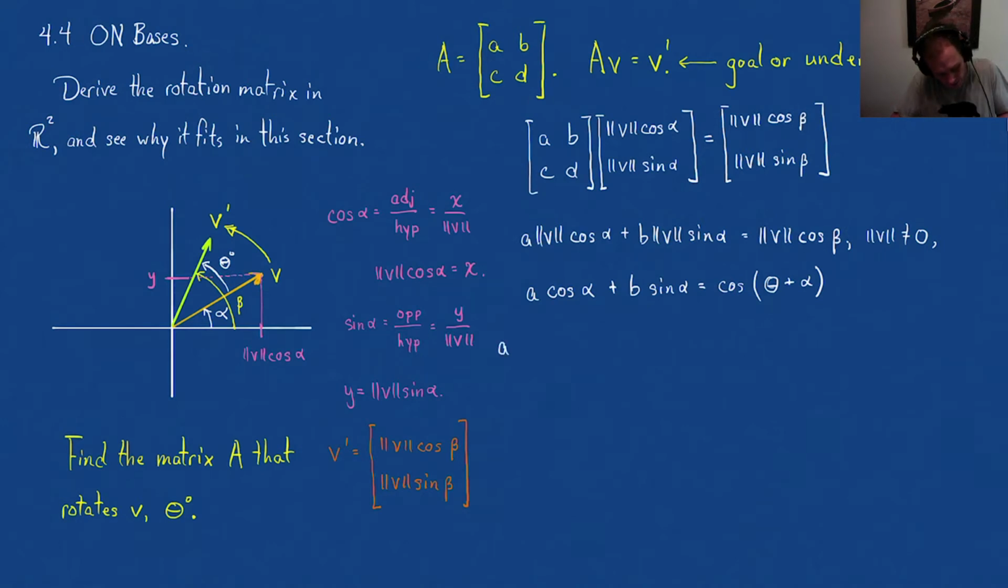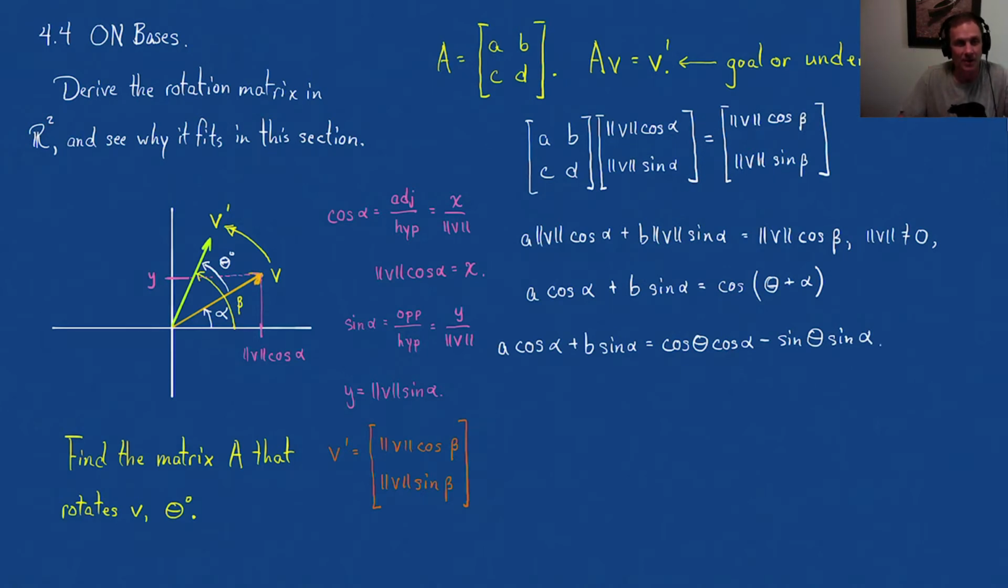So I have A, I'm going to write a little bit smaller so I can get this in here, A cosine alpha plus B sine alpha equals, so the cosine is cosine theta cosine alpha, and then you change the sign, minus sine theta sine alpha. Now, there it is, we're done.